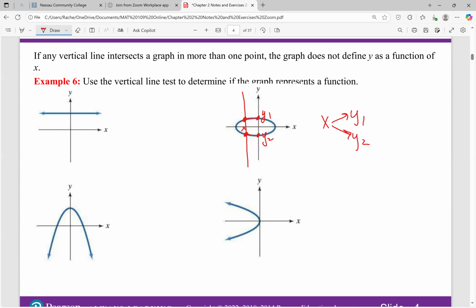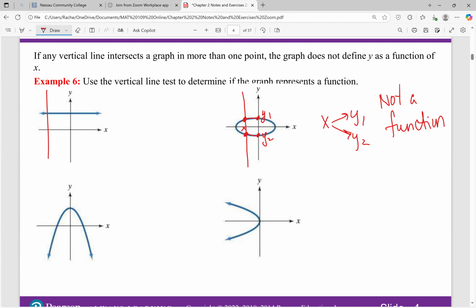So that's why the vertical line test is nice, because if the vertical line intersects the graph in more than one point, then the graph doesn't define y as a function of x. A function does not exist. So in this case, for this graph, y is not a function of x because it fails the vertical line test. But look at this graph right here on the left.